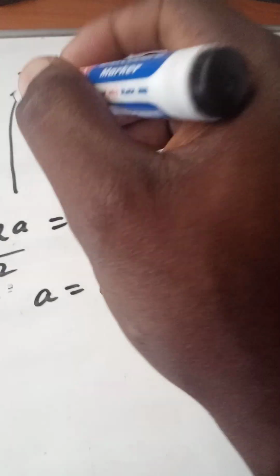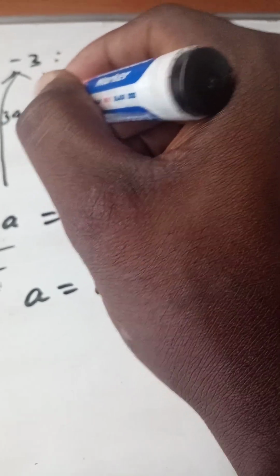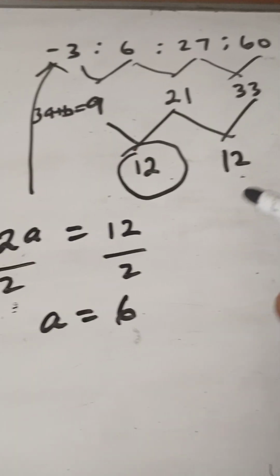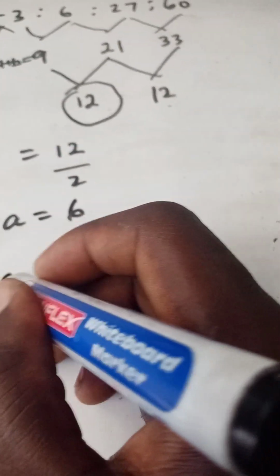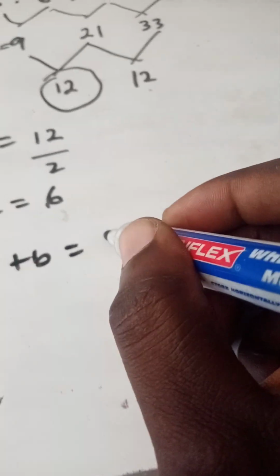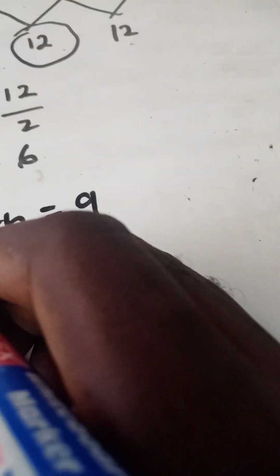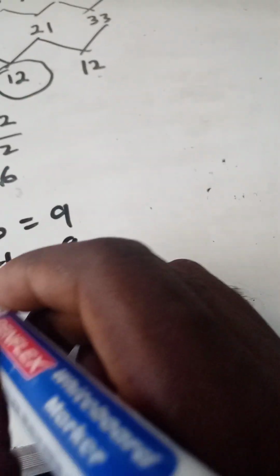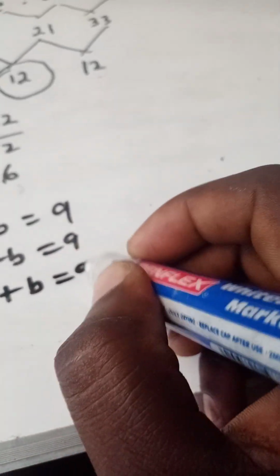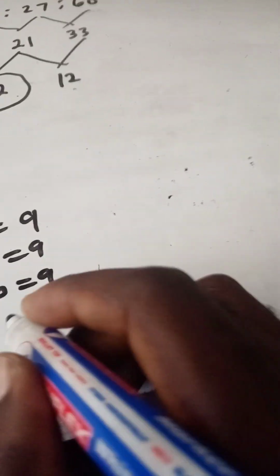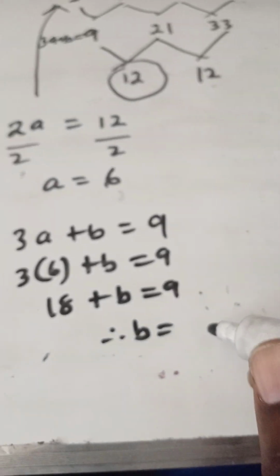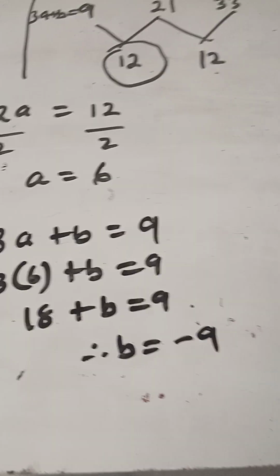Now the next step will be 3A plus B equals that number, because that was the position we proved the 3A plus B to be. So we have 3A plus B is equal to which number? 9. What is our A? Our A is 6. So open bracket, put 6, and put your B equals to 9. 3 times 6 is 18, plus B equals 9. We are solving for B. So we transpose this 18 to this side, and therefore our B is equal to 9 minus 18, which is minus 9. That is the value of our B.